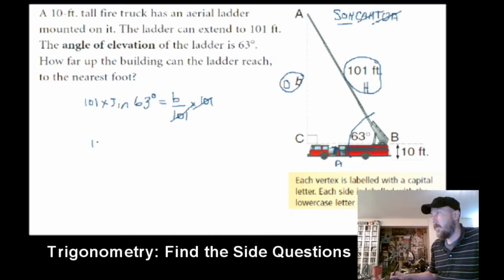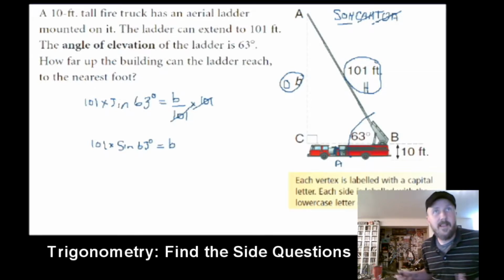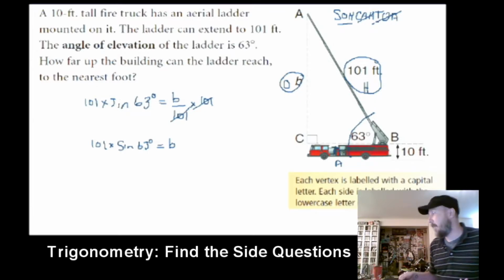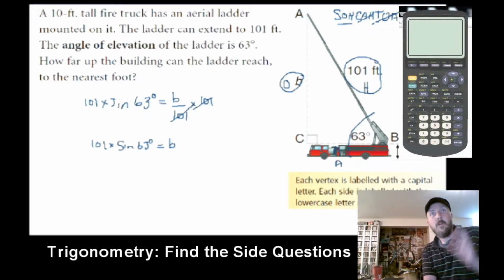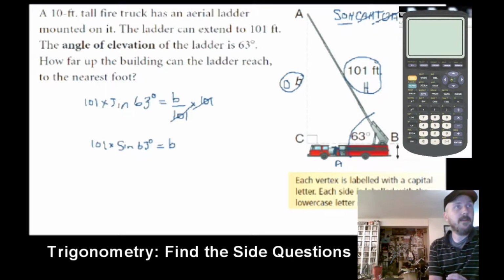So we're left with 101 times sine 63 equals B. Now this doesn't take as long as it's taking right now because I'm trying to explain it all. But it'll be a lot quicker. And it's quick to do on the calculator. Now, I'm going to call up a calculator here. One important thing with these calculators, hang on, I'm going to make this a little bit bigger just for a second.